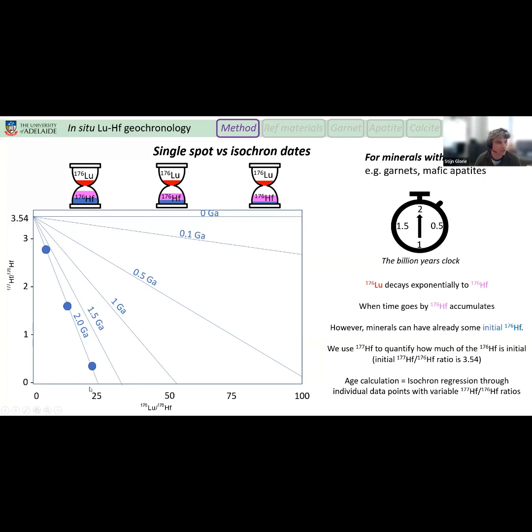So in the next few slides, you will see either weighted mean plots for minerals that have no initial hafnium, or isochron regressions for minerals that have initial hafnium. And that's sort of how we calculate the numbers from that. Okay.